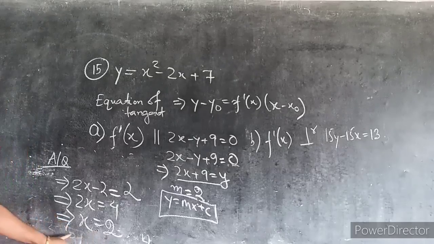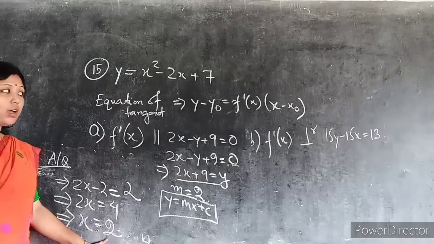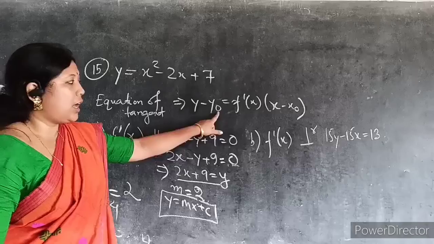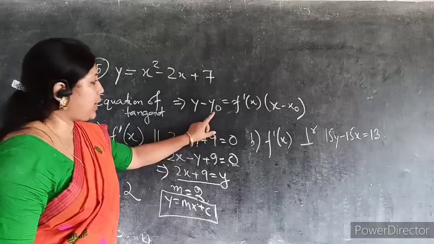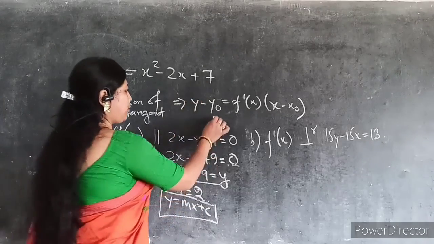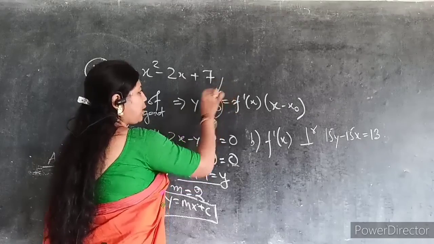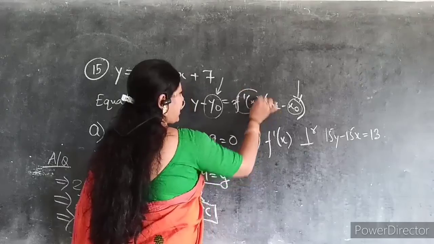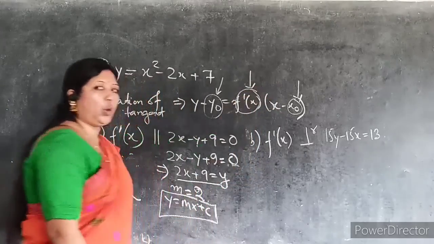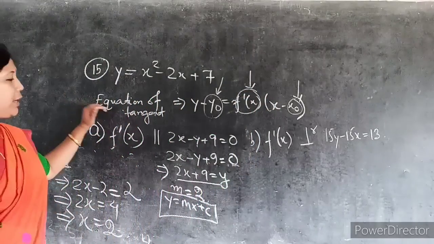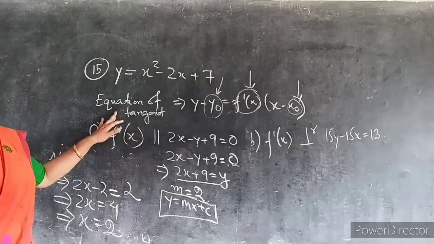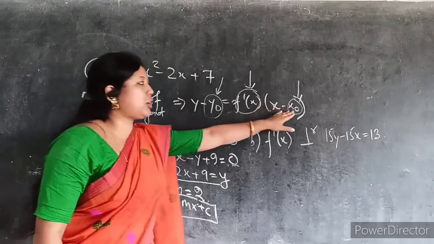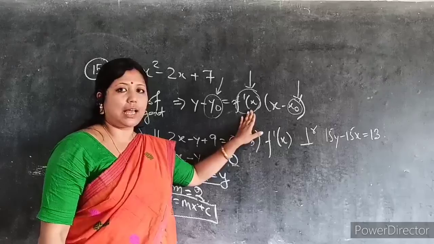So why are we finding this x value? Because if you see here, the main equation, what do you require? The important point you have to find is the y naught value. Next is your x naught value, and next is what? The slope. Always remember, whenever we make any equation, what are the important points you require? X naught and y naught value, as well as what? The f dash x.